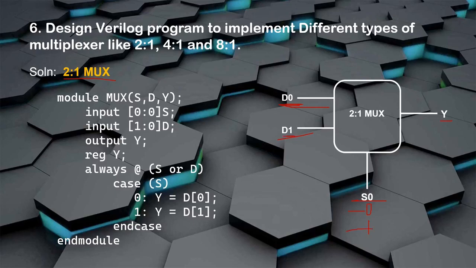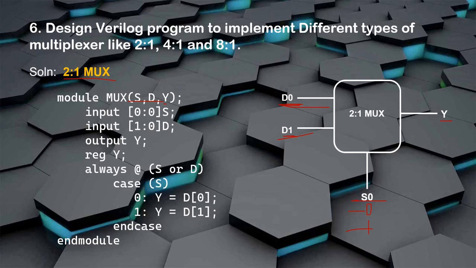So this is the program which tells the same. Inputs are D and S. S is the select line, D is the input, and Y is the output. Select line is [0:0] because it has only one, S0. Then the D values, D0 and D1, are [1:0], and the output is Y.